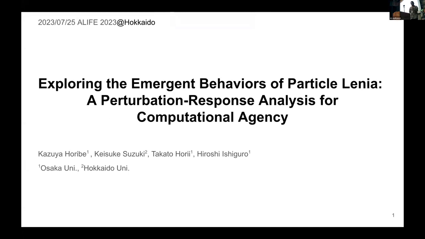Okay, thank you for introducing me. My name is Kazuya. I'm from Osaka University, and today I will introduce "Exploring the Emergent Behavior of Particle Lenia: Perturbation Response Analysis for Computational Agency."